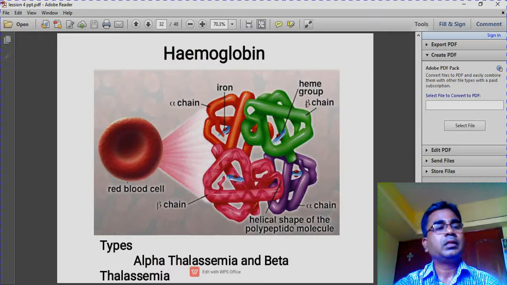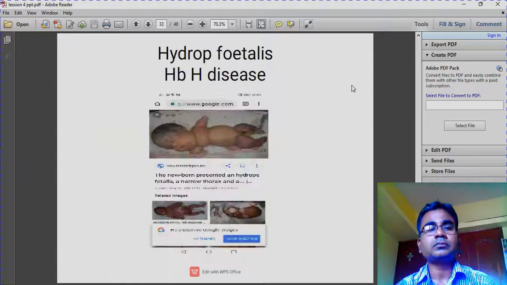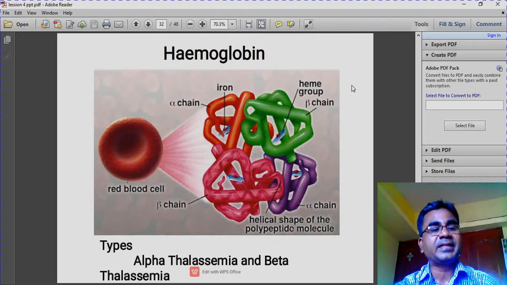Okay. Beta thalassemia is otherwise called Cooley's disease, or Cooley's anemia. In beta thalassemia, beta chain production is decreased. But what is increased? Alpha chain production is increased.